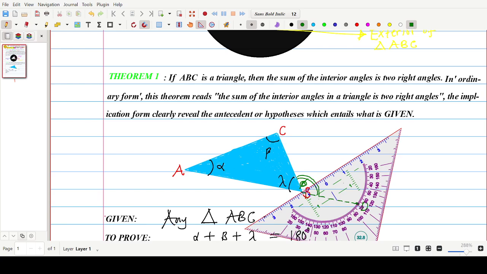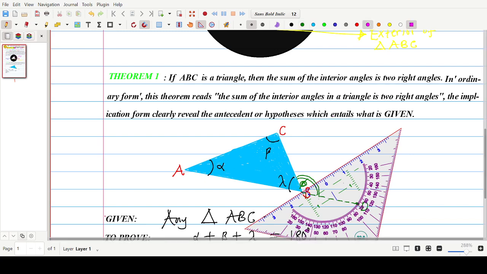Why are we choosing parallel? Because we want a situation whereby corresponding angles will be equal and alternate angles will be equal. In that way, we shall be able to bring alpha and beta, which are the interior angles of the triangle, into parts of the exterior angle if we do that. So from this point B, we shall draw a line as follows. Look at the line now. We shall draw a line in this manner. Can you see that?